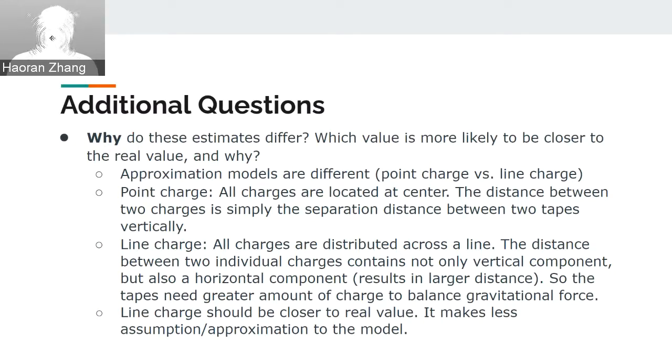So in intuition, the tapes would need greater amount of charge to generate a larger electric force for repelling and balance out the gravitational force. A line charge should be closer to the real value because it makes less assumption approximation to the model. So the error or differences from the reality should be smaller.